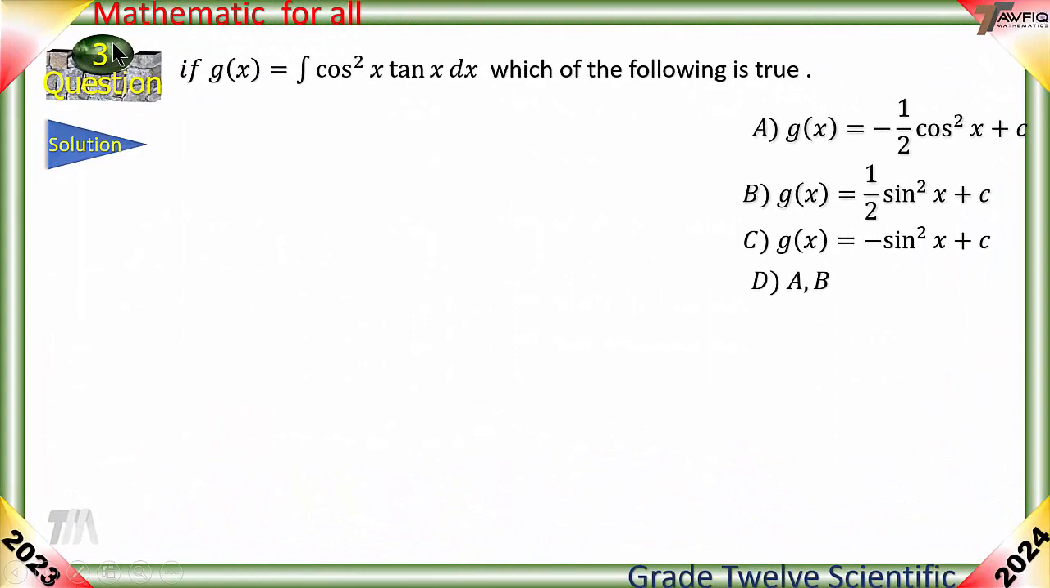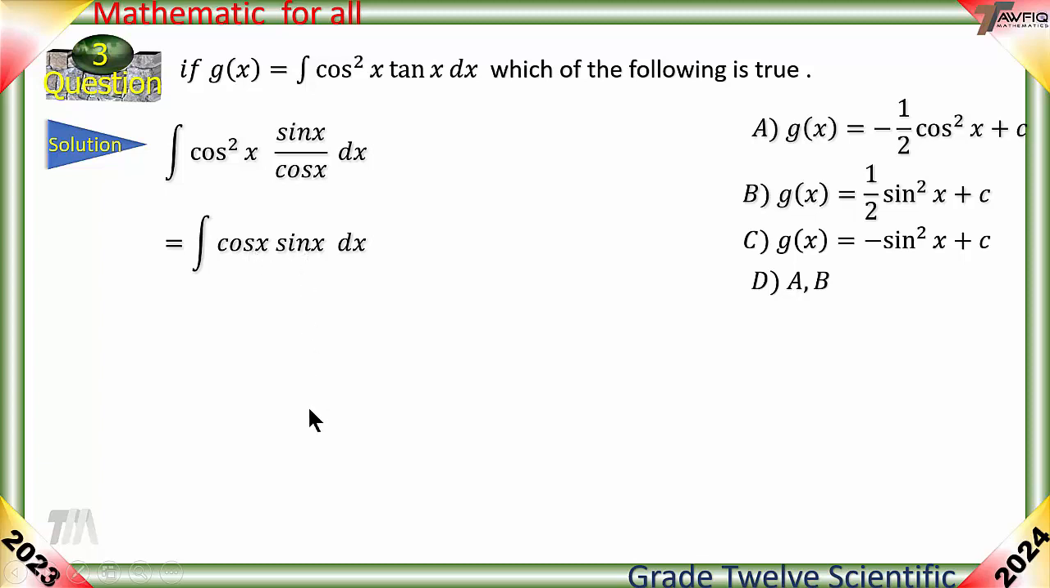Question number 3. If g of x is equal to the integration of cosine squared x tangent x dx, which of the following is true? First of all, converting tangent x to sine x over cosine x. And cancelling cosine with cosine, it remains the integration of cosine x sine x.